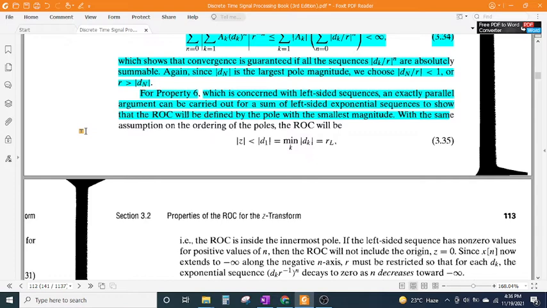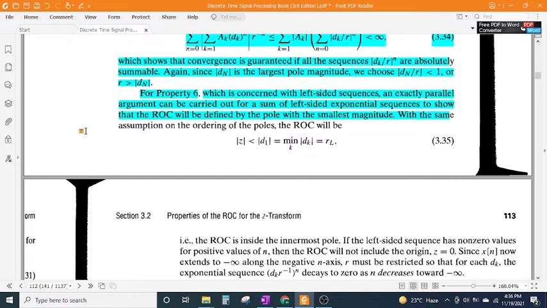Since x[n] now extends to -∞ along the negative n-axis, r must be restricted so that for each d_k, the exponential sequence (d_k r^-1)^n decays to 0 as n decreases toward -∞. For right-sided sequences, the ROC is dictated by the exponential weighting r required to have all exponential terms decay to 0 for increasing n. For left-sided sequences, the exponential weighting must be such that all exponential terms decay to 0 for decreasing n.